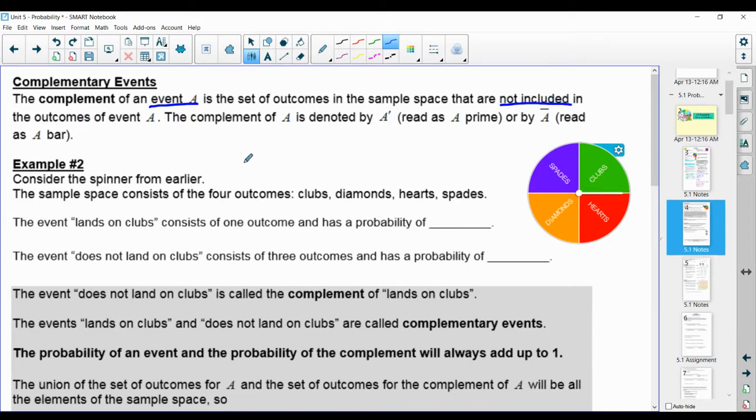Now, the way that we denote that, we can do the probability of not A, so we can do A prime, or we can do the probability of A bar. And you'll see both of them throughout.